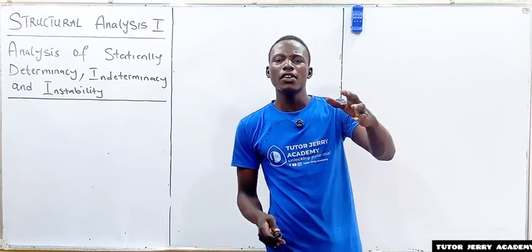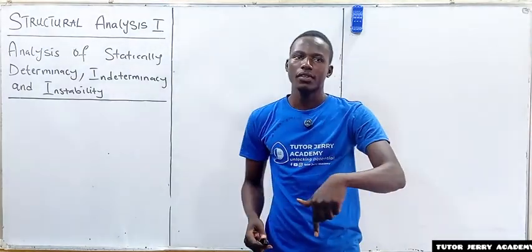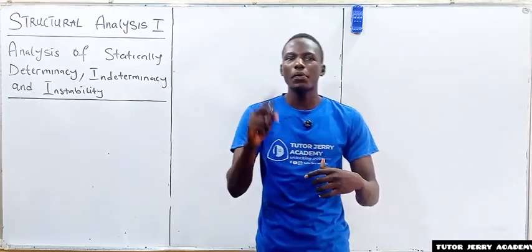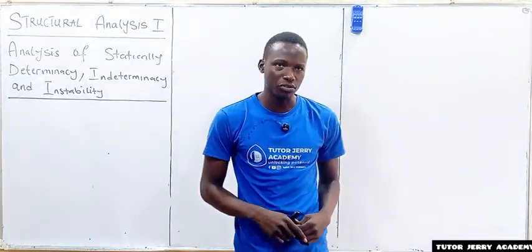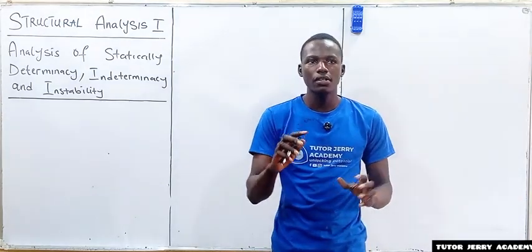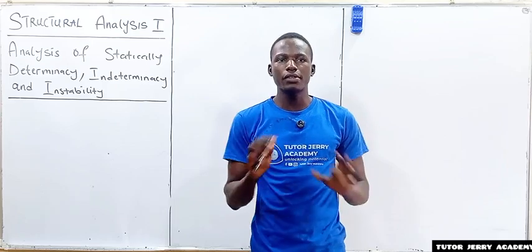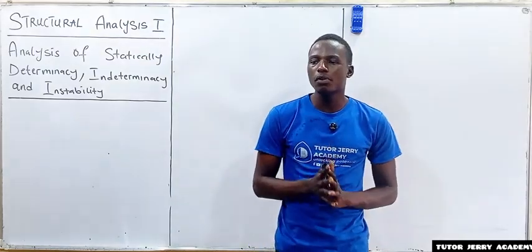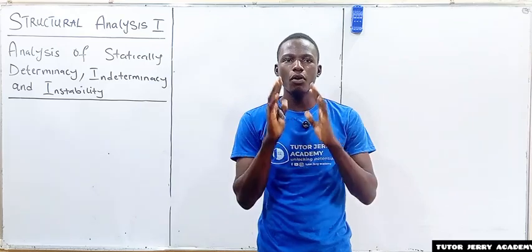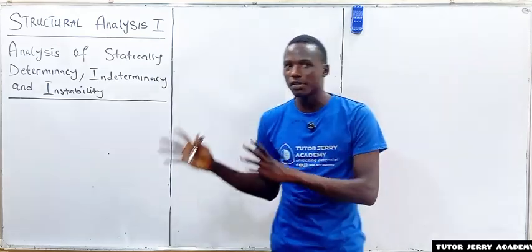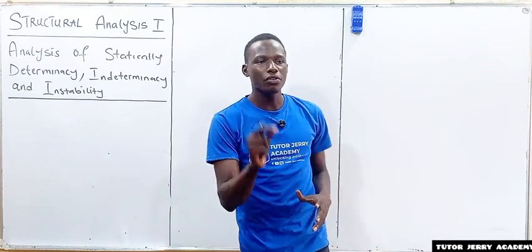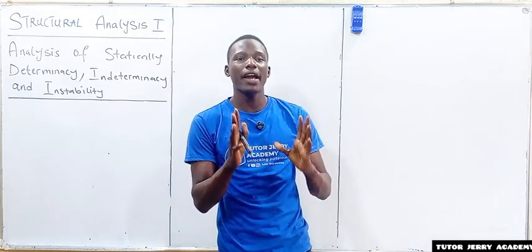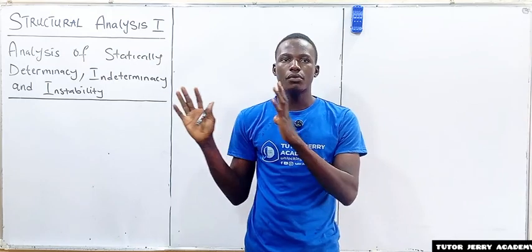Now, what if we have reactions that are not even up to 3? You see, if a structure is supported by fewer than 3 support reactions, the reactions are not sufficient to prevent all possible movement of the structure in its plane. Such a structure cannot remain in equilibrium under a general system of loads, and such a structure is therefore regarded as a statically unstable externally structure.